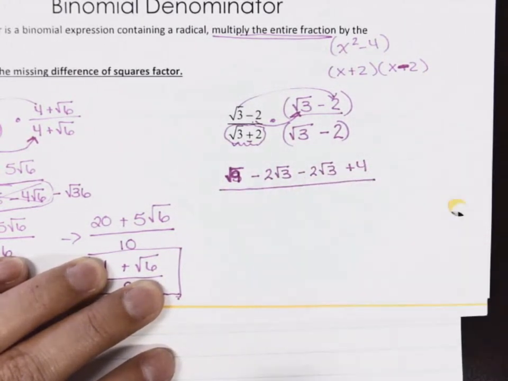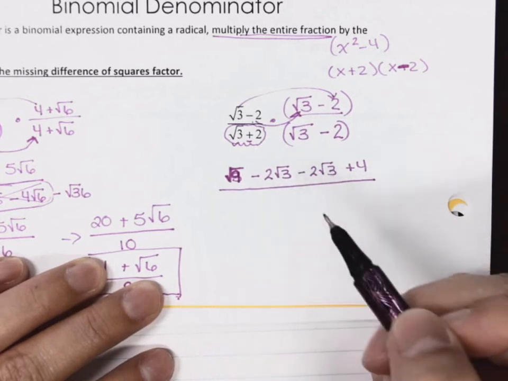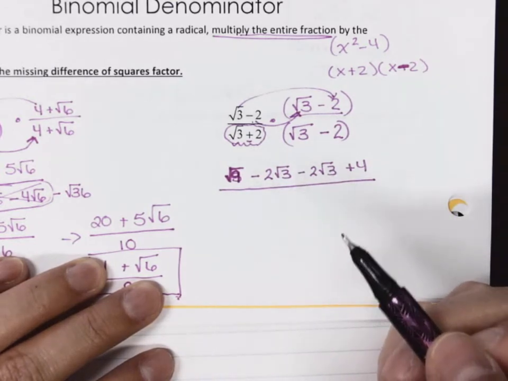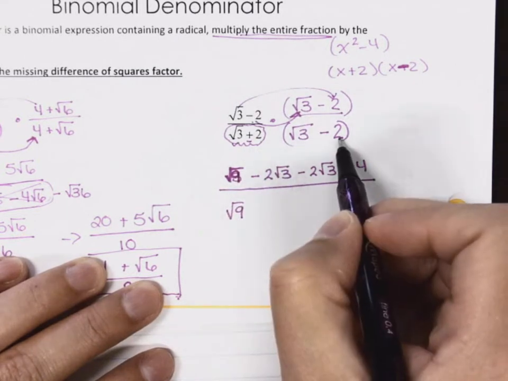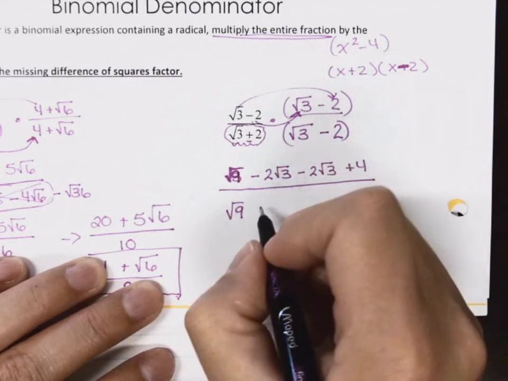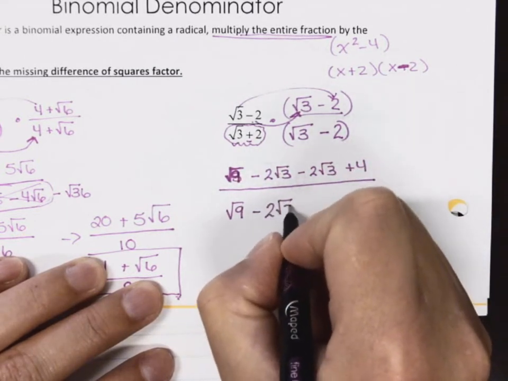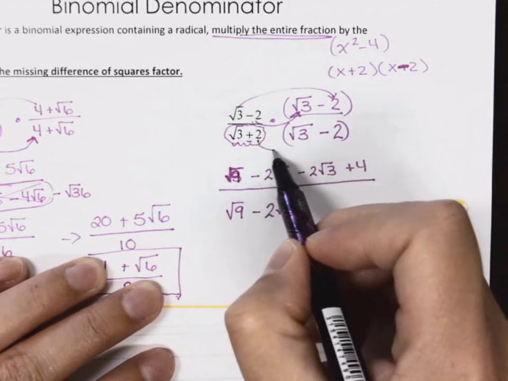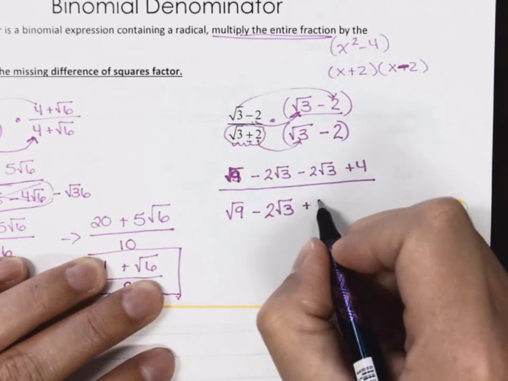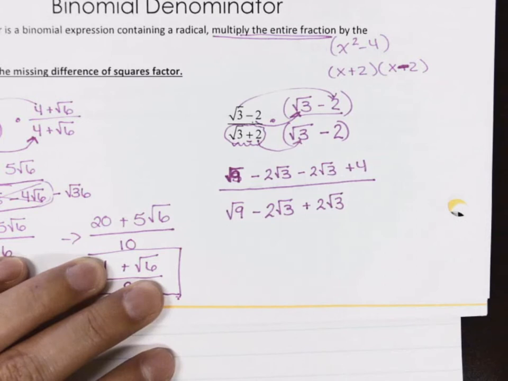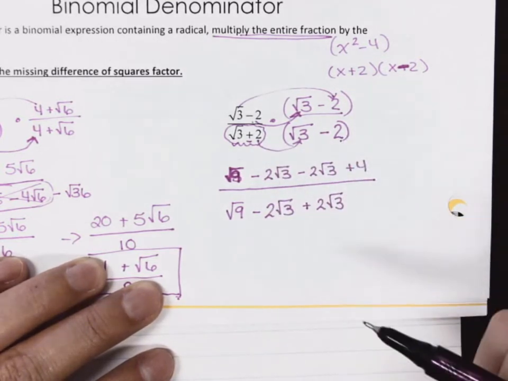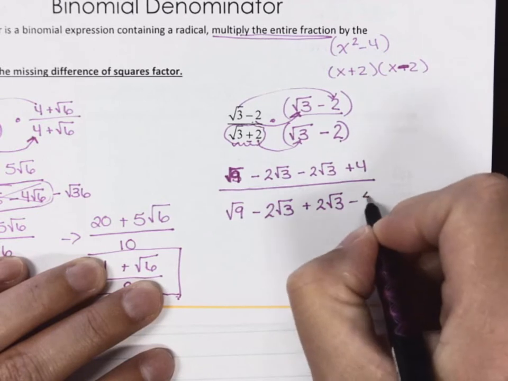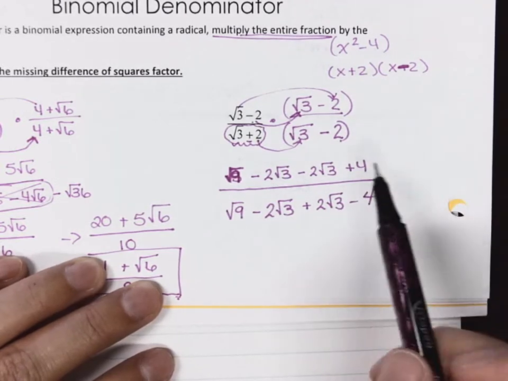All right. So on the denominator, root 3 times root 3, root 9 again. Root 3 times a negative 2, negative 2 root 3. Now I have a positive 2 times a root 3, so plus root 2 times 3. And then positive 2 times a negative 2, negative 4. Okay, now we got to simplify a bunch of stuff.